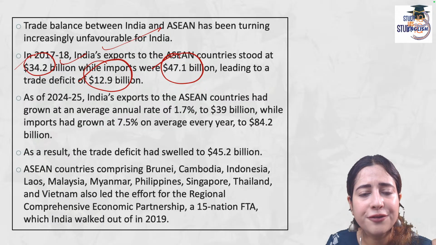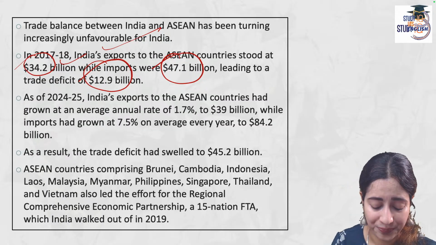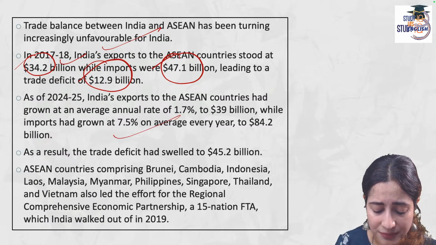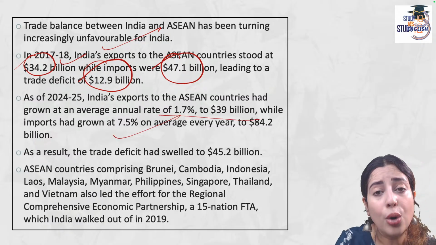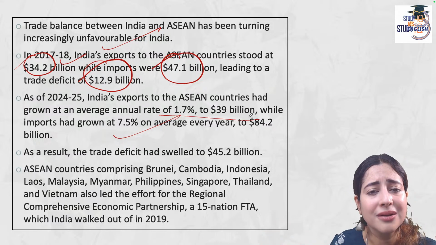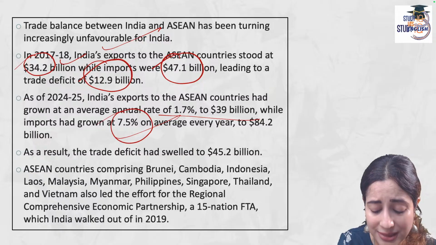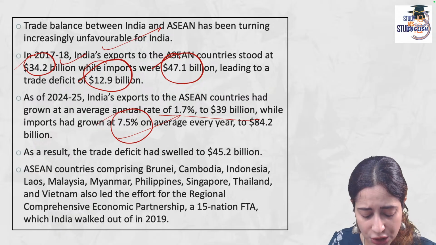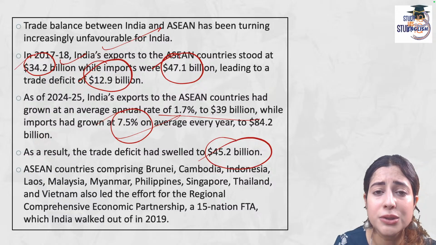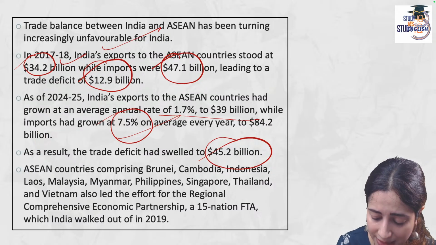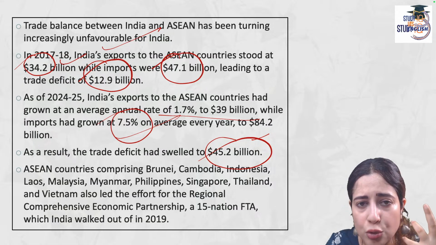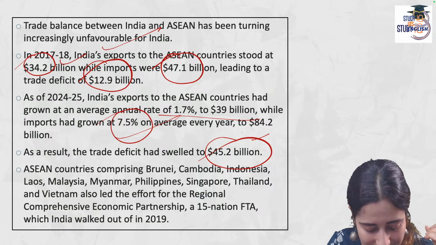Now in 2024-25, it has become worse. Today, the deficit is actually much higher. For example, although the exports are increasing at a very slow pace, it is the imports that have grown 7.5% every year. So today the trade deficit as compared to 2018 is almost double, more than that. It's $45.2 billion. So are we having any benefit here? No, we are not having any benefit. It is a lost deal for India.